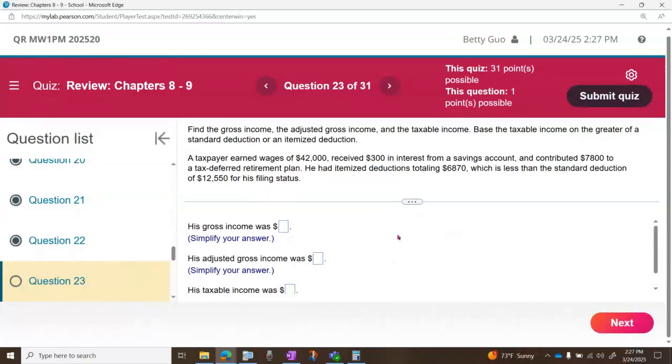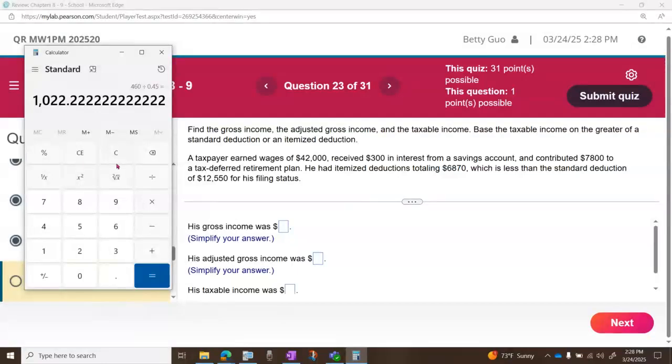Let's see. Gross income. Oh, the tax. Find the gross income, AGI, taxable income. Base the taxable income on the greater of a standard deduction or an itemized deduction. A taxpayer earned wages of 42,000 and received 300 in interest from a savings account.